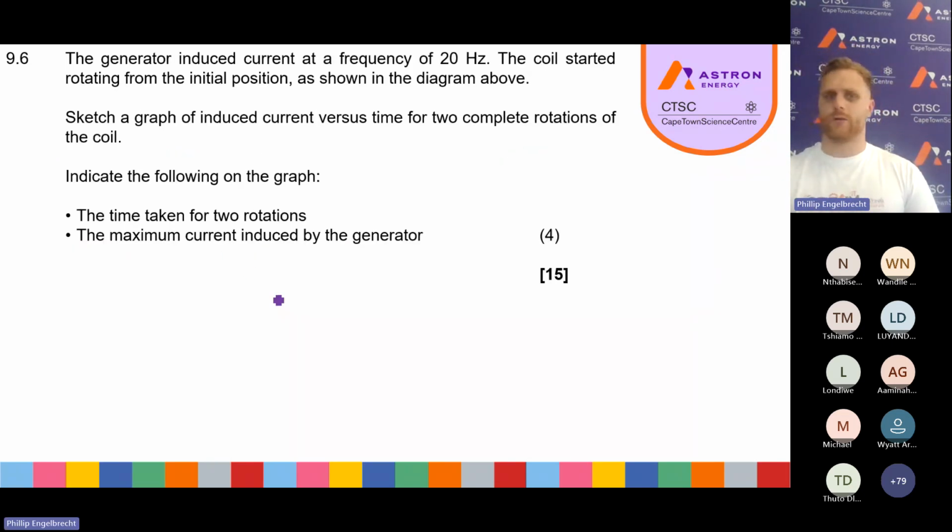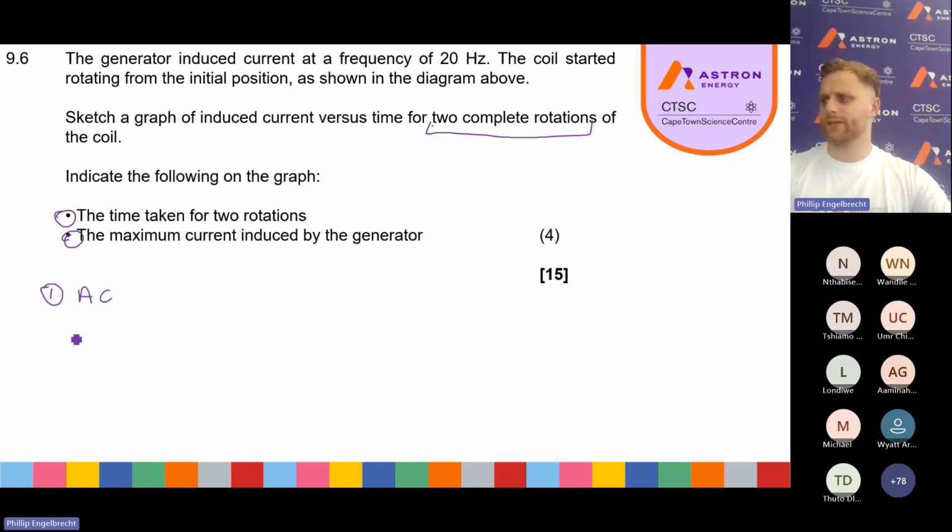Now, the final question for this is, the generator induced a current at a frequency of 20 hertz. The coil started rotating from the initial position as shown in the diagram above. Sketch the graph of induced current versus time for 2 complete rotations. So 2 complete rotations of the coil. What we need to indicate is number 1, the time for 2 rotations, and number 2, the maximum current by the generator. So number 1, what do I know?